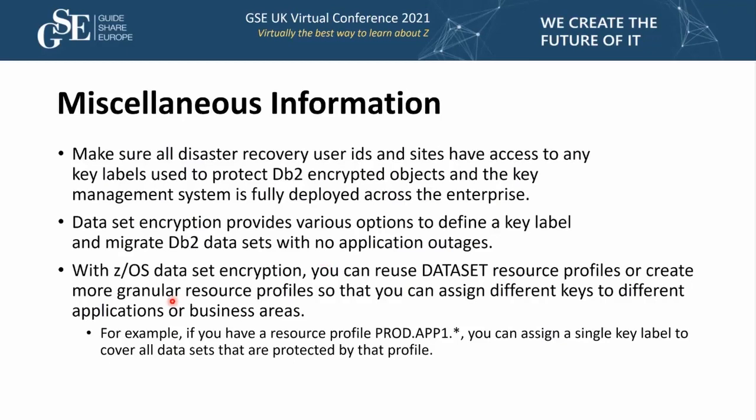With z/OS dataset encryption, you can reuse dataset resource profiles, or create more granular resource profiles so that you can assign different keys to different applications or business areas. For example, if you have a resource profile, suppose product application, this dataset name, you can assign a single key label to cover all datasets that are protected by that profile. However, if you want to ensure that certain information is available to only a subset of users, granularity can be added. You can define more granular resource profiles such as product application accounts and product application banking, different qualifiers, but the high level qualifier should be the same, and associate a different key label with each resource profile to enforce separation of access to information associated with the application.